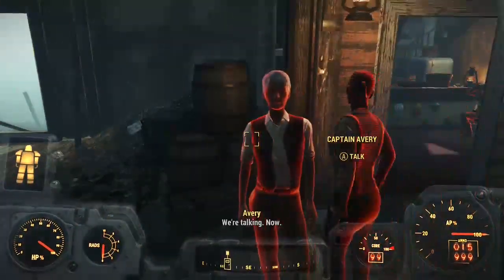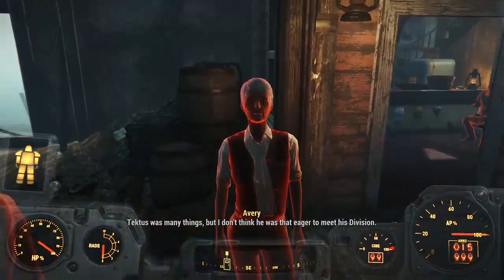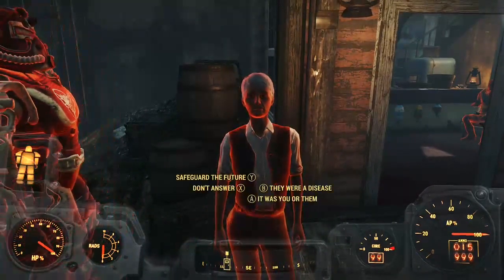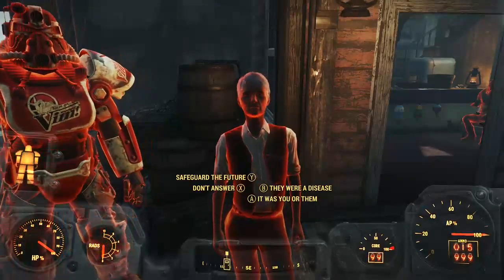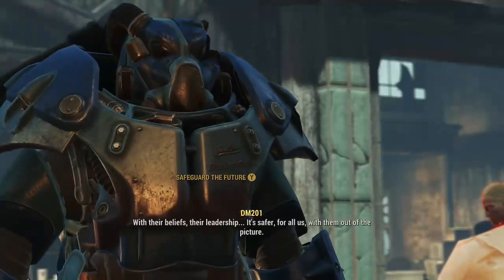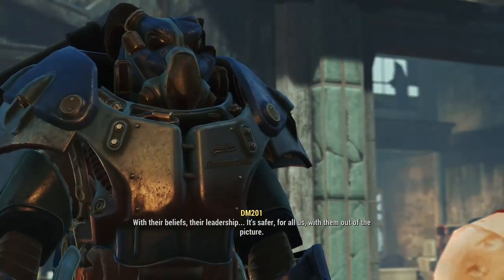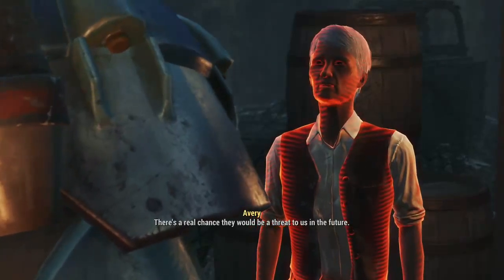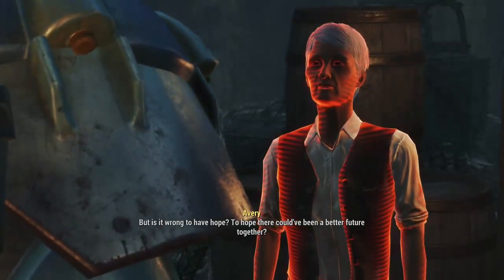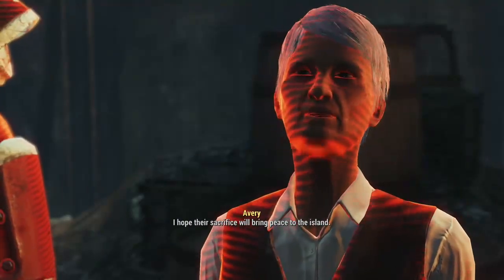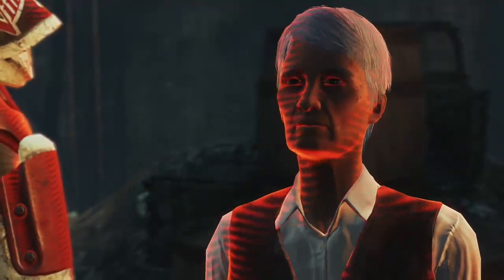Avery. We're talking now. Tectus was many things, but I don't think he was that eager to meet his division. Why did you do it? With their beliefs, their leadership, it's safer for all of us, with them out of the picture. There's a real chance they would be a threat to us in the future. But is it wrong to have hope? To hope there could have been a better future together? I hope their sacrifice will bring peace to the island. Otherwise, what you've done... Just leave.